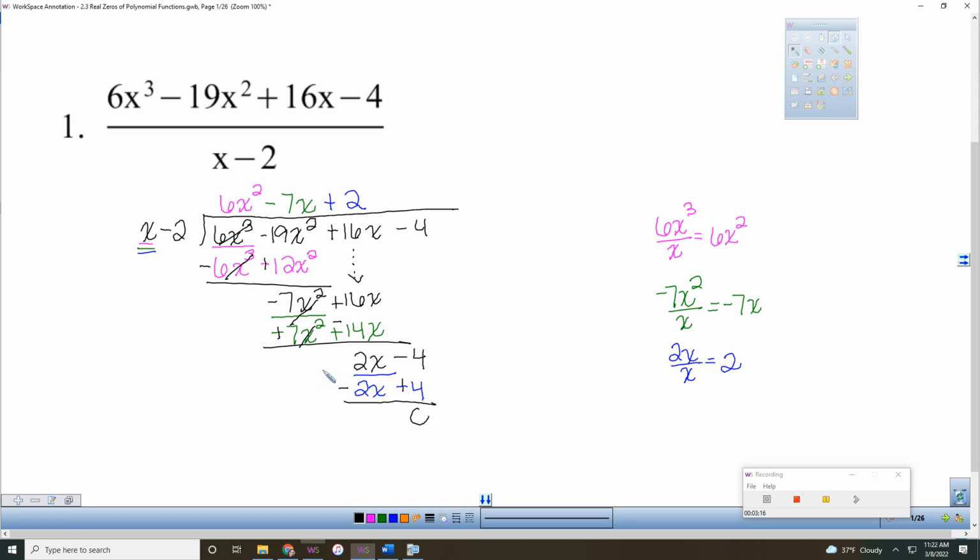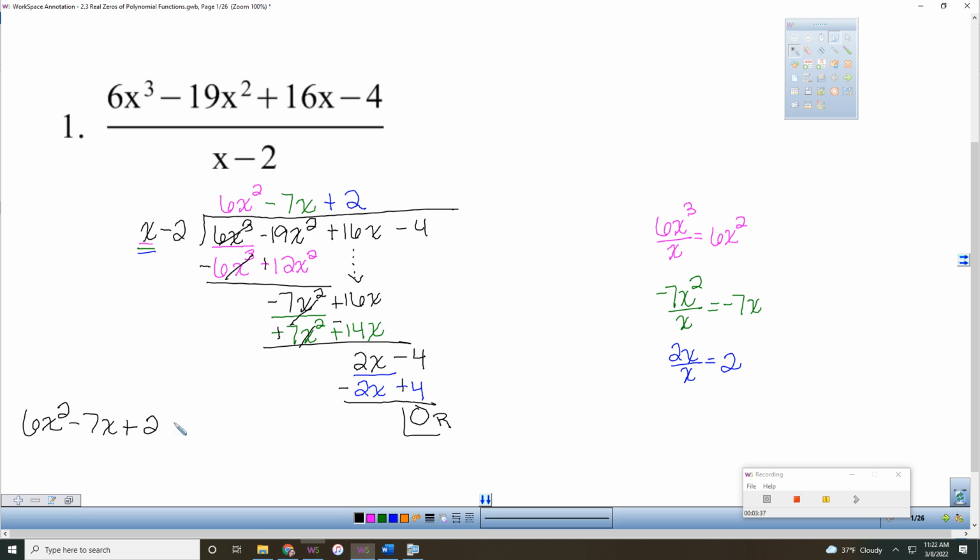Now, notice, nothing drops. I don't have two things here. Once you don't have two things that you can divide by the two things out here, you go ahead and stop, and whatever you have left is your remainder. So this divided evenly, which means my answer is 6x squared minus 7x plus 2.